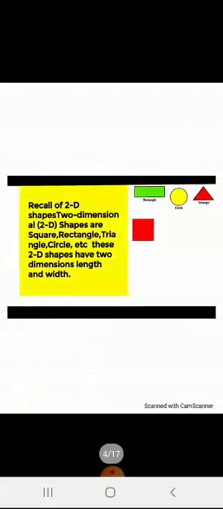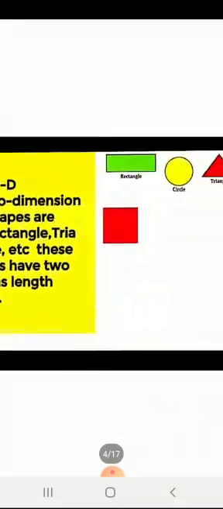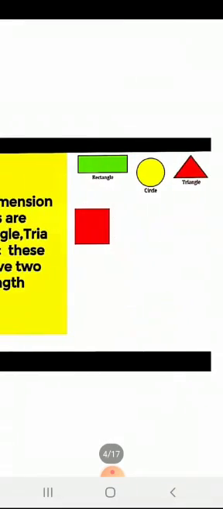Now what are 2D shapes? 2D means 2-dimensional shapes. The 2-dimensional shapes are square, rectangle, circle, triangle, oval and so on. Many are there. What are 2D shapes? Square, rectangle, circle, triangle, oval and so on.